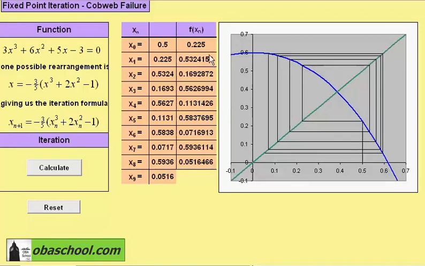We want to use this value as our next input, so we go across to y equals x, so the x coordinate here is 0.5324. We then evaluate and continue to repeat the process. This is how the cobweb is built.